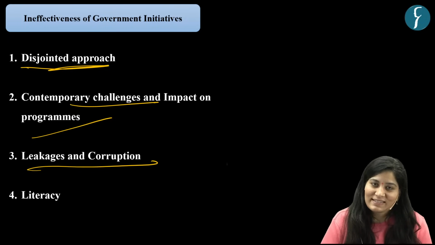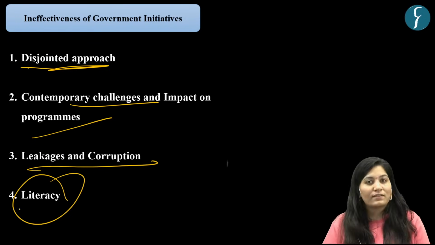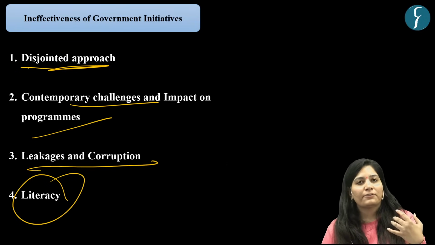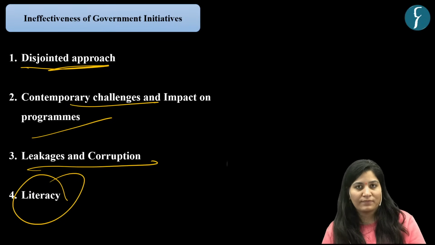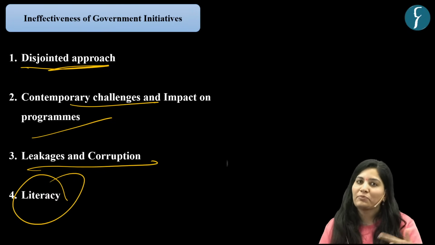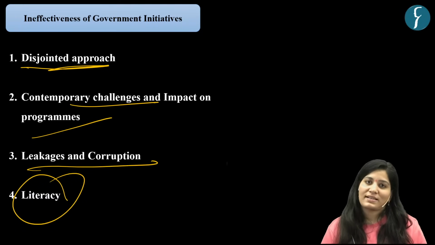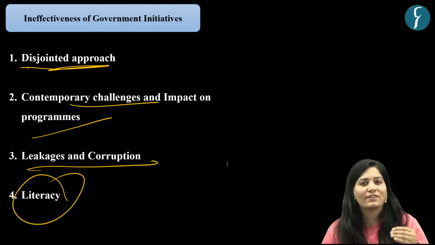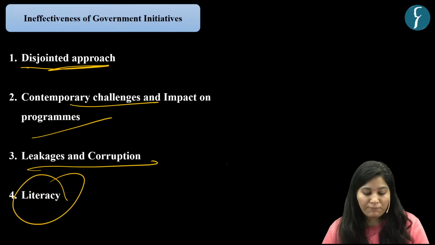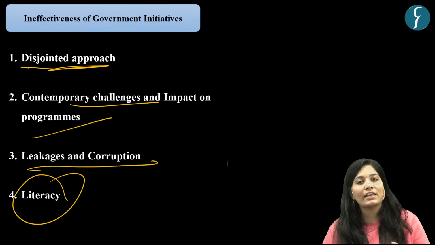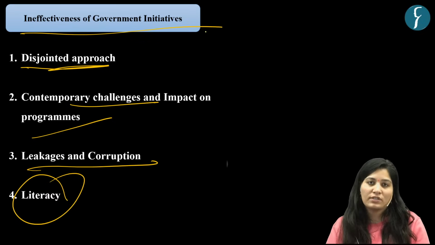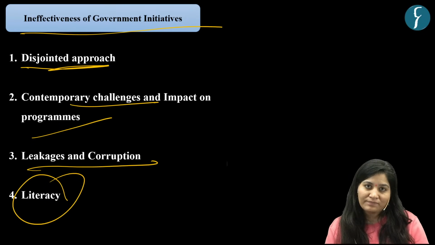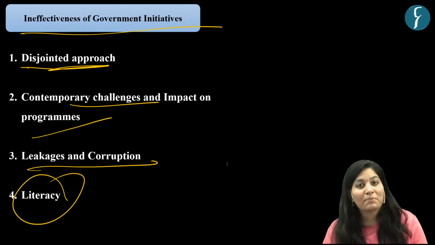Last but not the least, of course, literacy. There's a huge divide. You take financial literacy, you take digital literacy. Because of this huge divide, it somewhere impacts the efficacy of government programs or the reach of government programs to the masses, because there is a literacy divide. So these are four factors which led to the ineffectiveness of government initiatives, and this is the answer to the question given by UPSC, as I told you when we were taking PYQs.